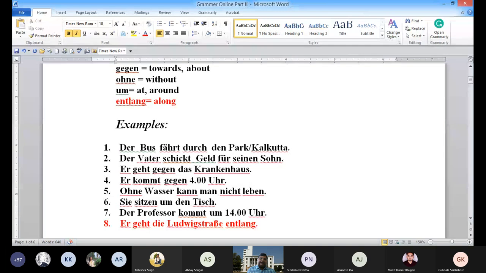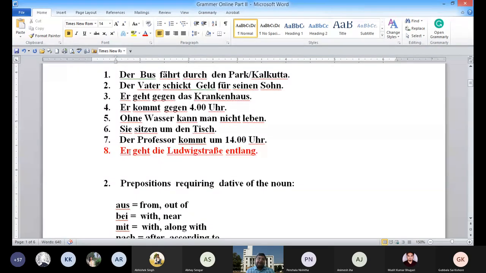And the last one, which is the red one, entlang, means along. As I said, this is the exceptional case. This is used as a postposition. As you can see in this sentence, er geht die Ludwigstrasse entlang. This is the name of a street. So he's going along the Ludwig street. Strasse means street or road. He is going, meaning there is a road and he is going along the road.